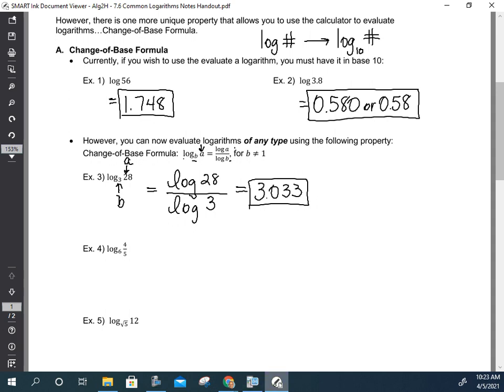Any questions? Example 3. It's not that hard of a problem. Don't make it harder than it is.